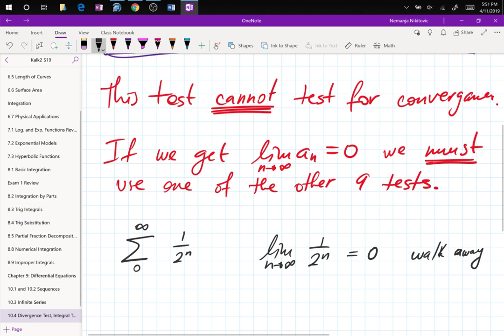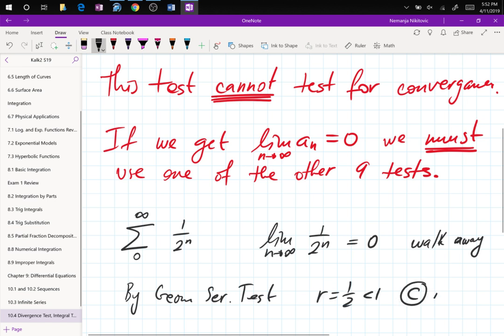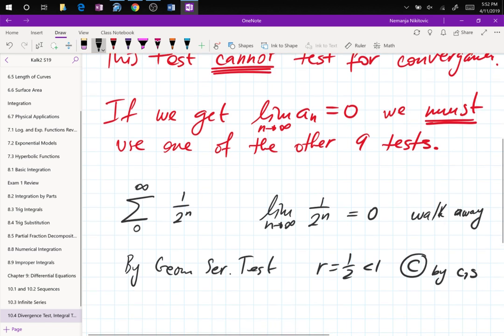So now what? Well, you have to go and look at your sheet and figure out what other test you can use to solve this problem. And that would be very good. So you would use the geometric series test because the divergence test failed. You will say, by geometric series test, we have r equals 1/2, smaller than 1, converges by geometric series. And that's it. You don't get to claim convergence by a test that cannot detect convergence. So don't play with fire.